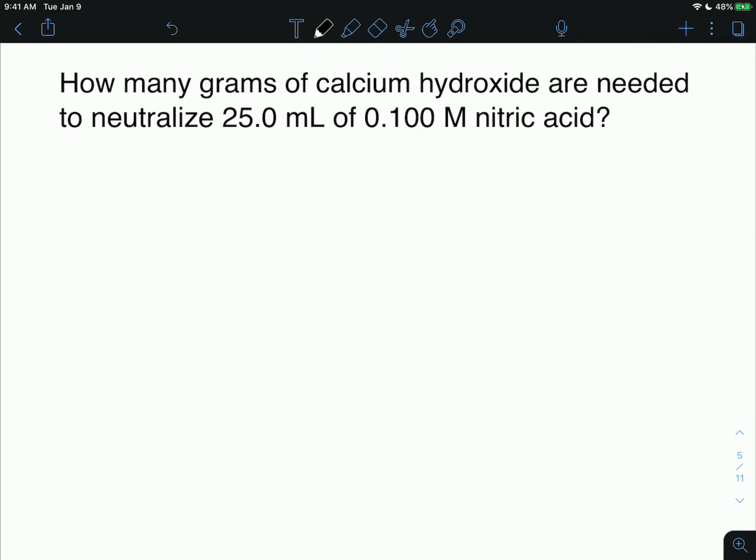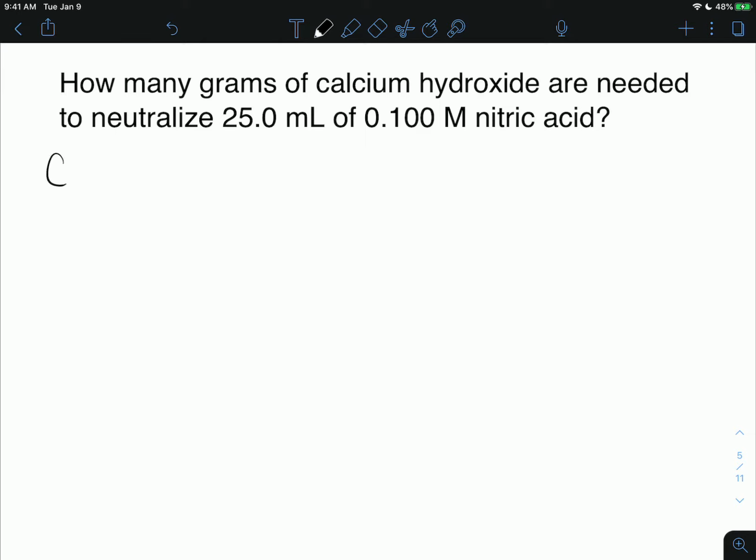Okay, let's go ahead and try an example. We've got the following problem. We've got grams of calcium hydroxide. We want to know how many are needed to neutralize 25 milliliters of nitric acid. Anytime we see something like this, we know this is a stoichiometry problem, right? It's asking for how much of one thing for another thing. So we need to first have a balanced equation.